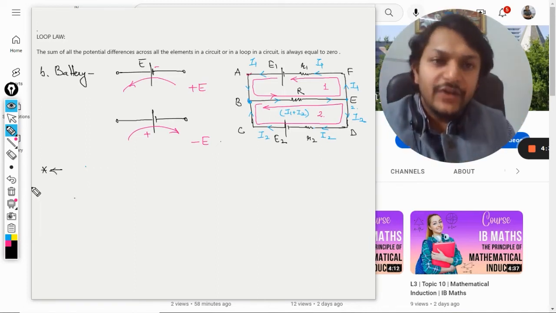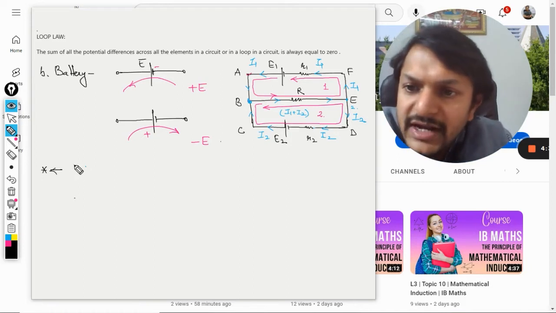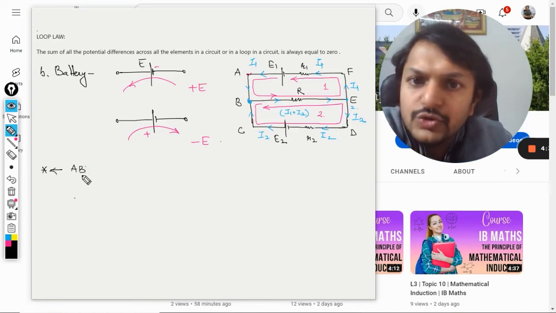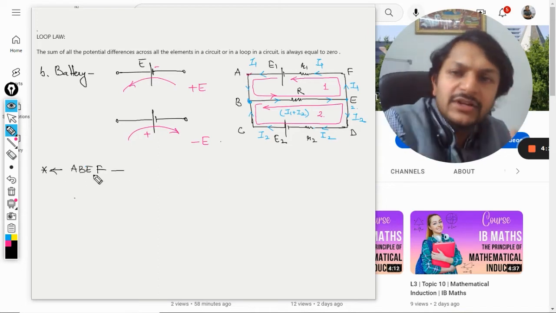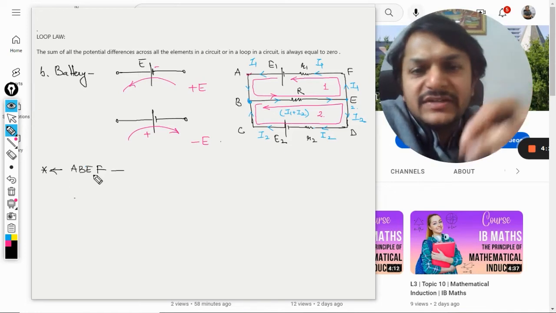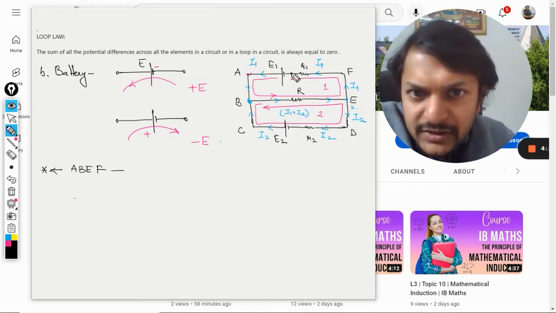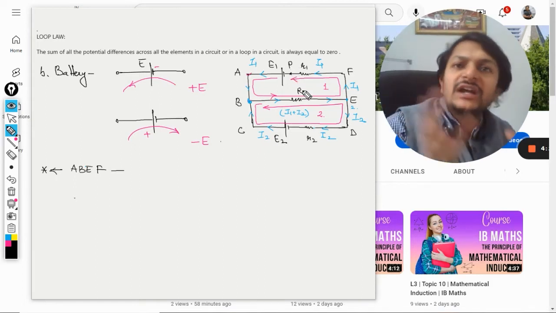Please be careful now. First of all, we have to write the name of the loop that we are concerned with. So let us say I am now choosing the loop ABEF. So I have named it here. In the loop, I can start from any of the points A, B, C, D, or whatever it is. But let us start from this point, and I am naming it point P. So I'm starting from point P.